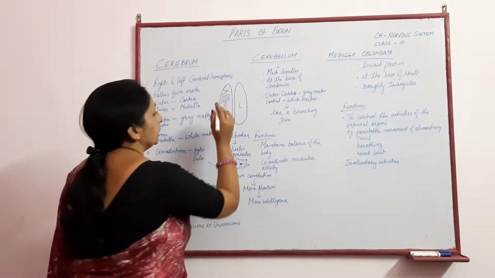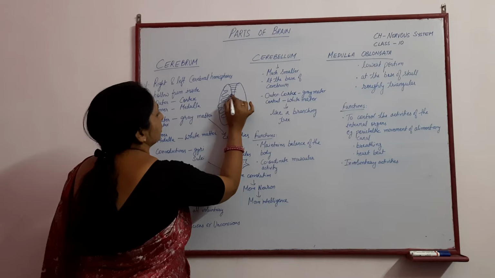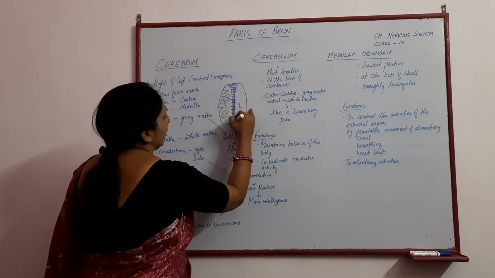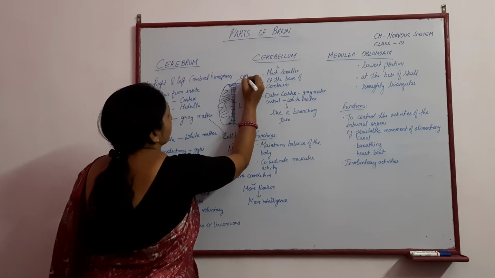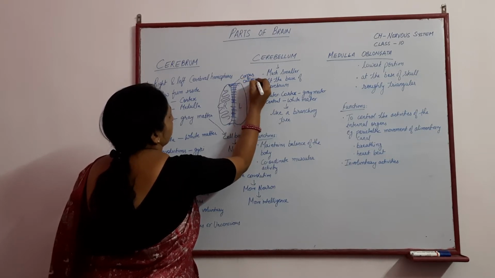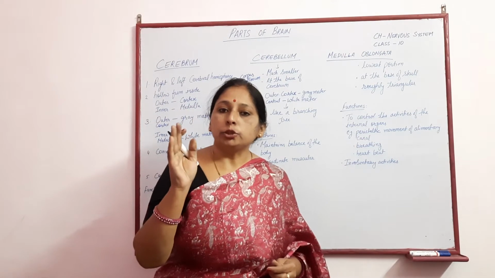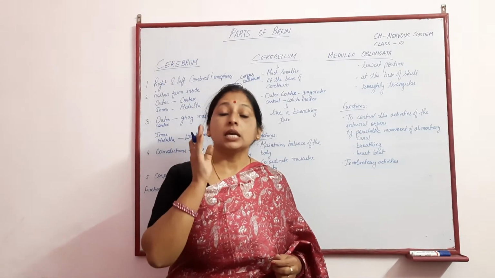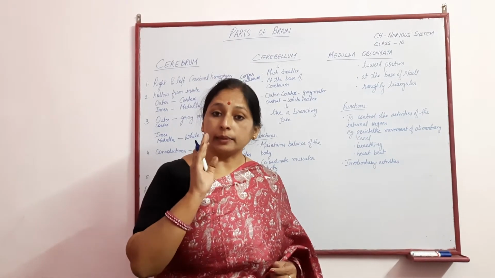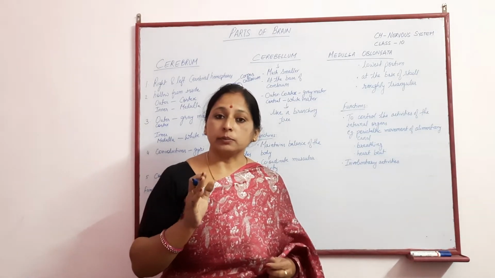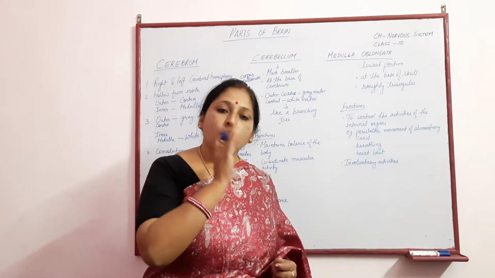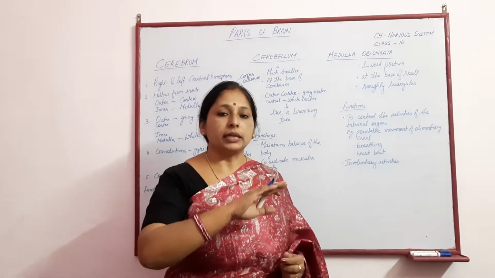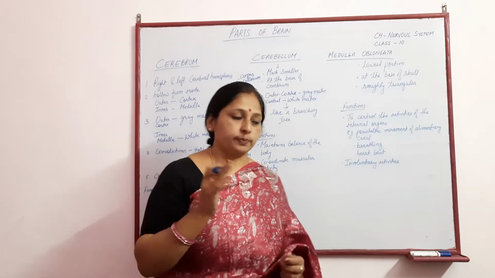Then the corpus callosum. These two hemispheres are connected with a membranous covering, and this covering is termed the corpus callosum. It is a membranous covering connecting the two hemispheres of the cerebrum. The right and left cerebral hemispheres are interconnected with the help of the corpus callosum, and its role is to transmit messages from one cerebral hemisphere to the other. That connectivity is via the corpus callosum.